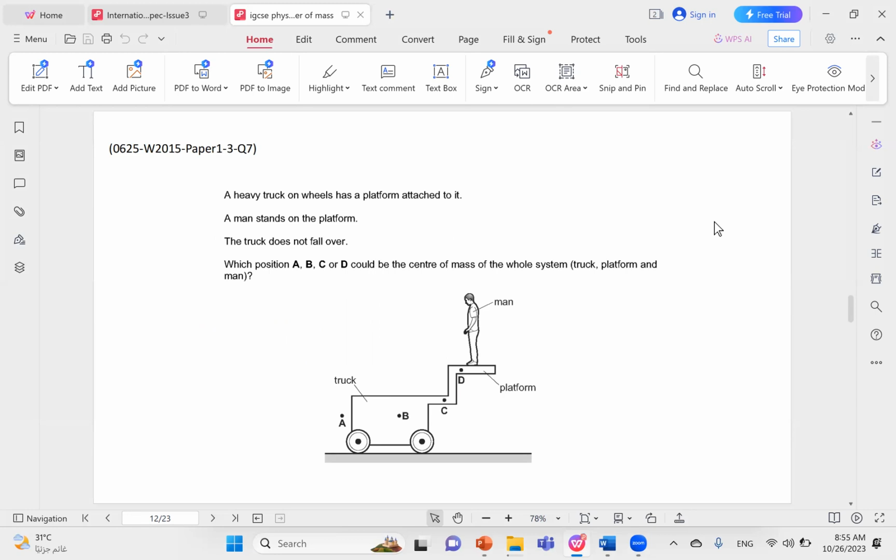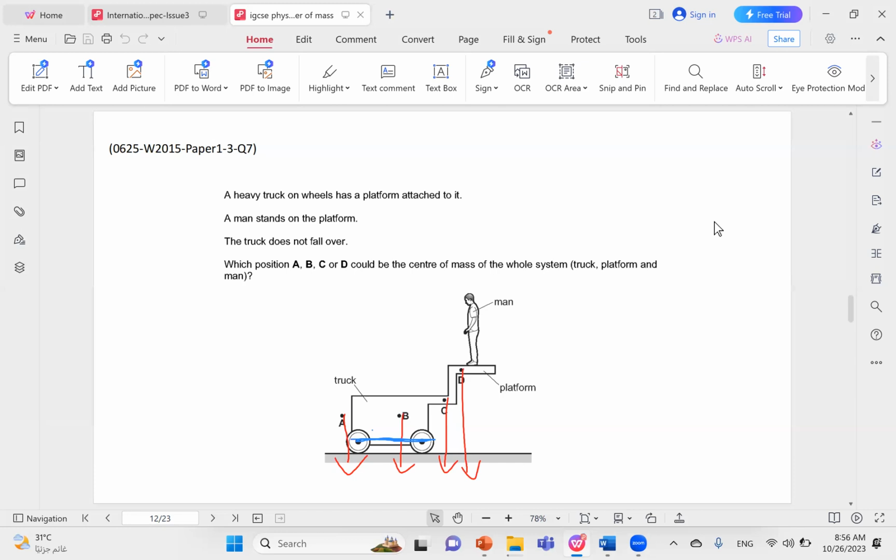Like we said before, in order for this cart not to topple, I have to draw a vertical line downwards from the center of mass, and it has to lie within the base of the object. So let's draw vertical lines. And let's highlight the base of the object. This is the base of the object. So the only vertical line falling within the blue horizontal line is B.